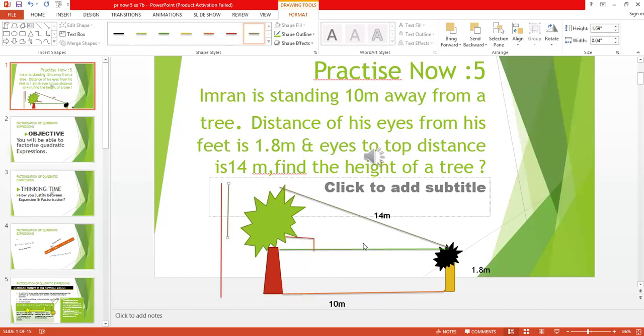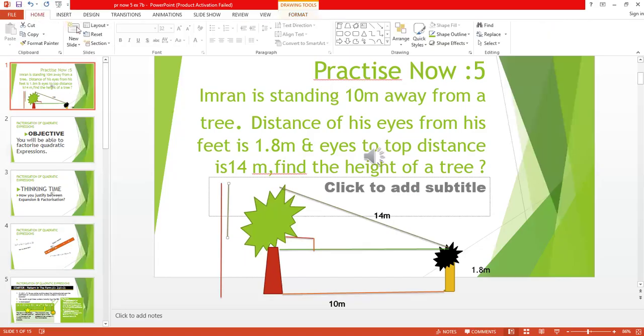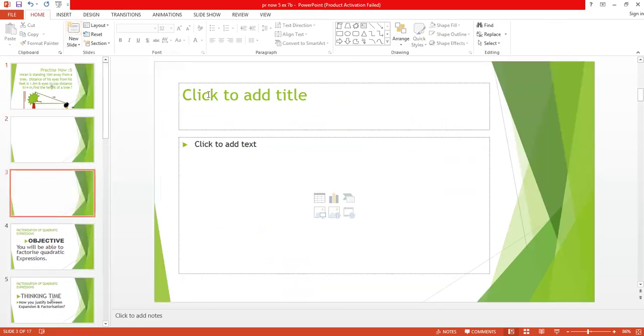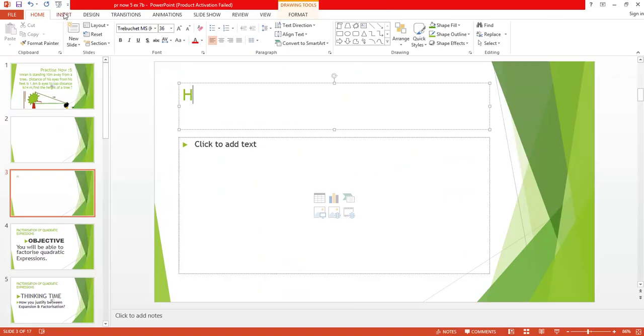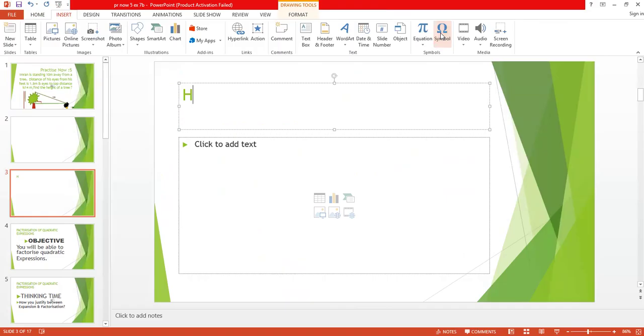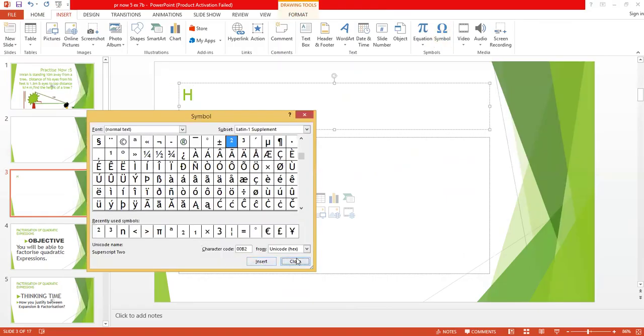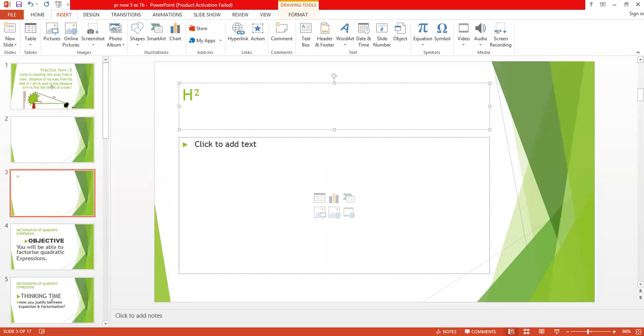Okay. Now we have to solve it on the next page. First of all, we have to write the theorem. That one is hypotenuse square. Very good. Hypotenuse square is equal to base square plus perpendicular square.